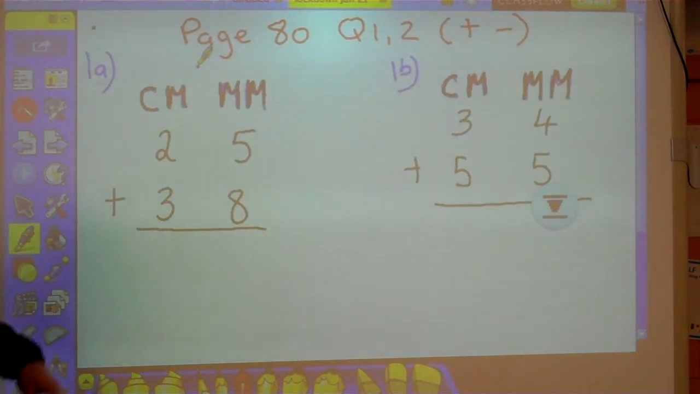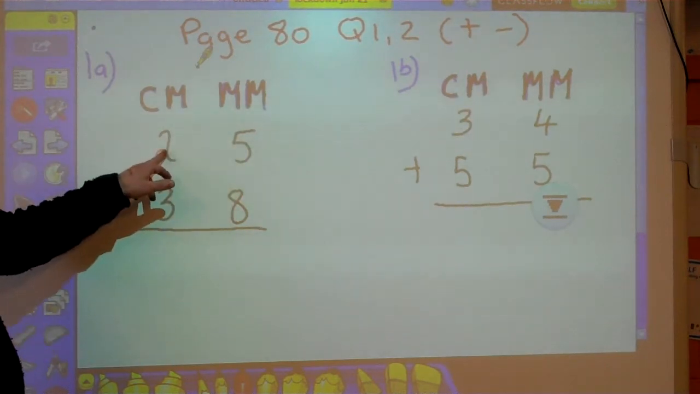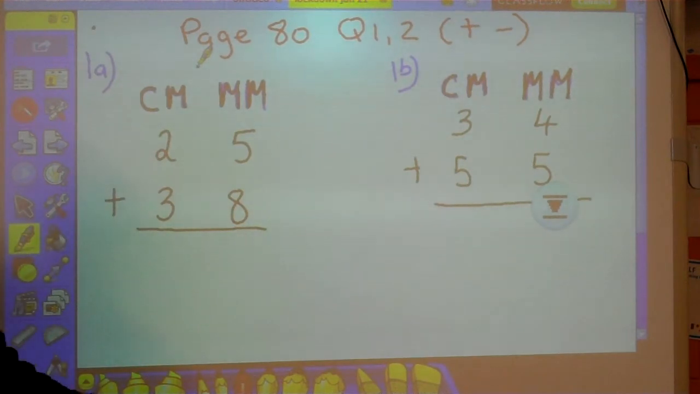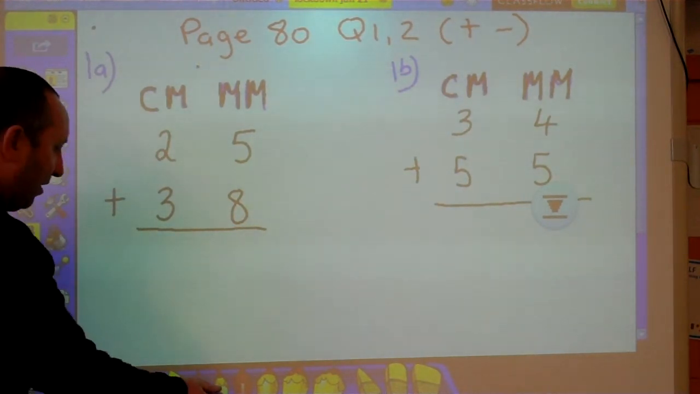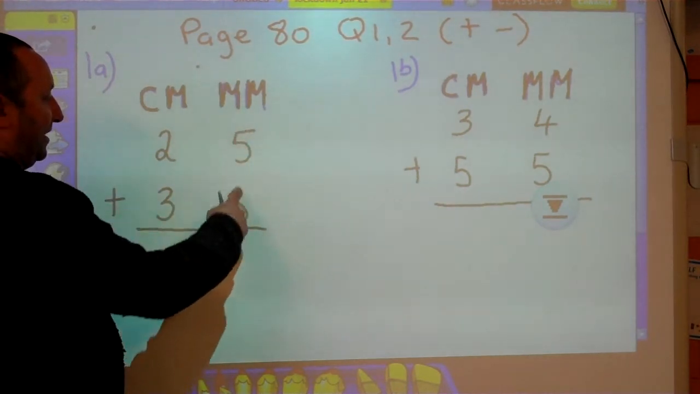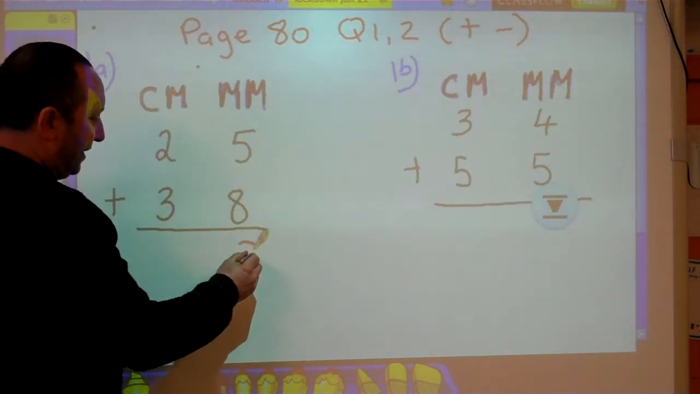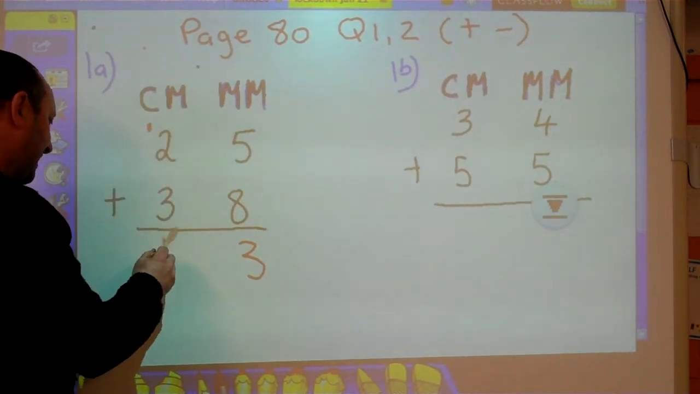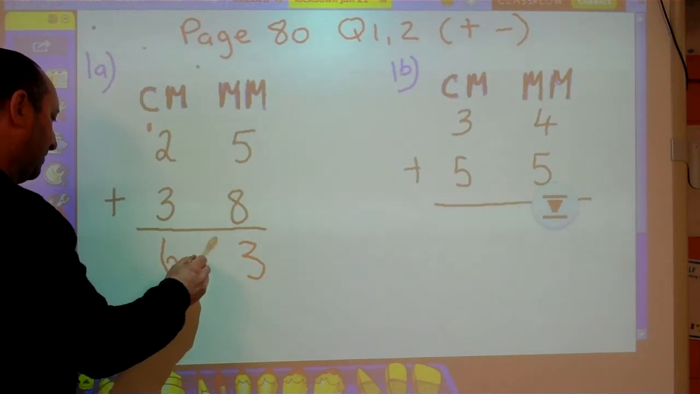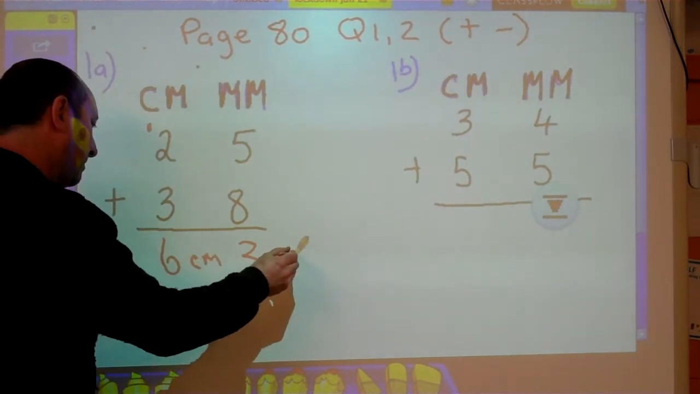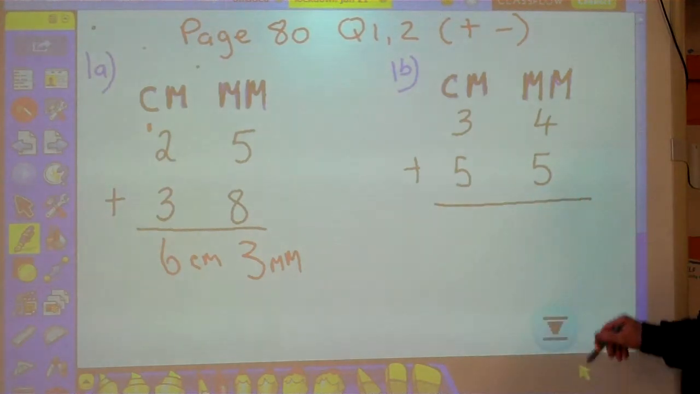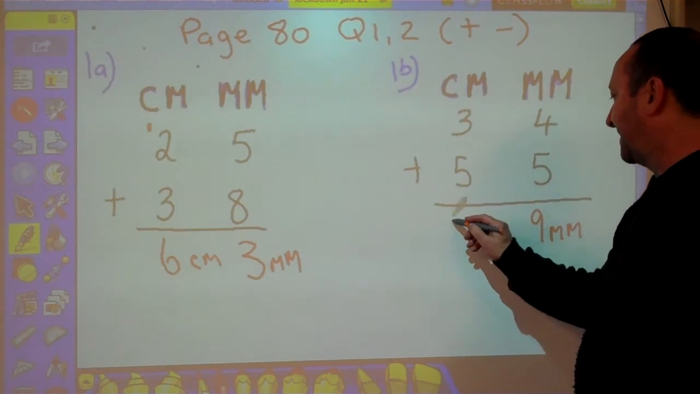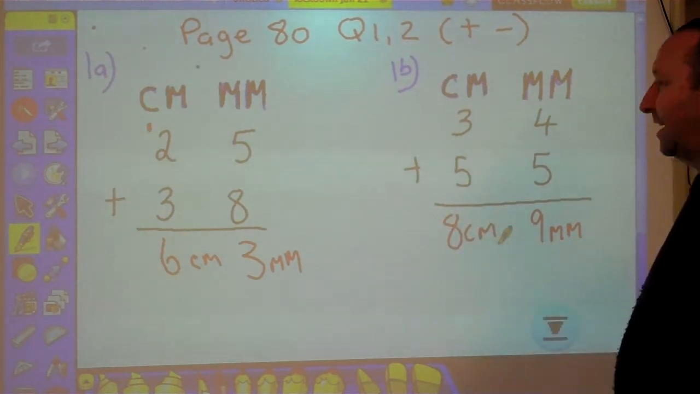So here's a sum. It says centimeters and millimeters: 2 centimeters, 5 millimeters, add 3 centimeters and 8 millimeters. So you go ahead and do it as you've been taught to do adding. You start over here and you add the millimeters first. 8 and 5 is 13, put down your 3, bring over your 1, 3 and 2 is 5 and 1 is 6. So your answer is 6 centimeters and 3 millimeters. Over here it would be 5 and 4 is 9 millimeters, and 5 and 3 is 8 centimeters, and those would be your answers.